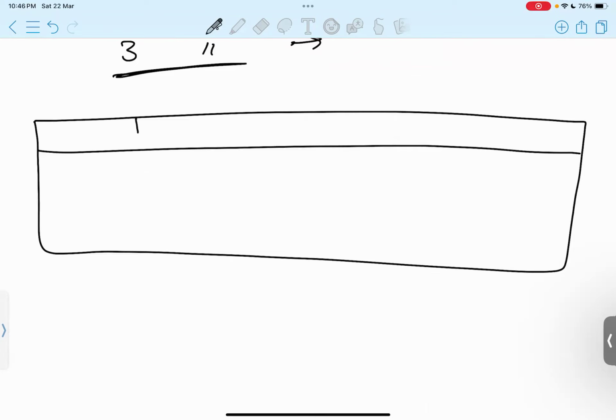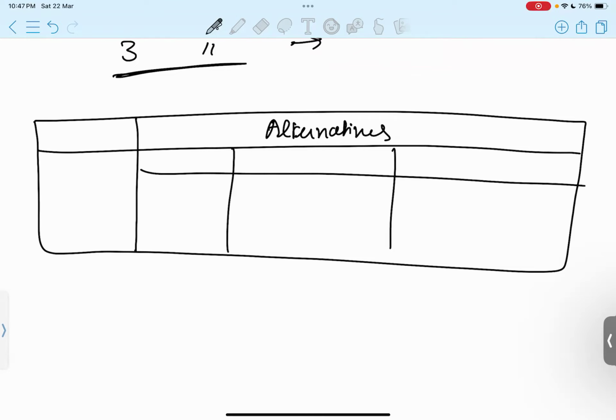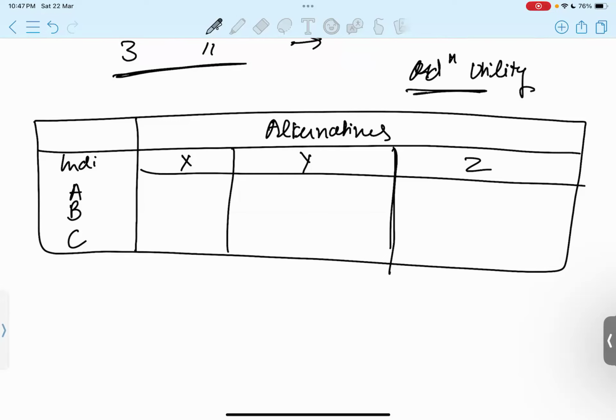So here, let's say there are alternatives in front of the individuals. There are 3 alternatives which we can name as X, Y, and Z. And the individuals are 3 individuals, A, B, C. Now they will give their rank, because we are considering ordinal utility. Under ordinal utility, we always give a rank. So here, let's say 1, 2, 3, and 1, 2, 3, and 1, 2, 3.